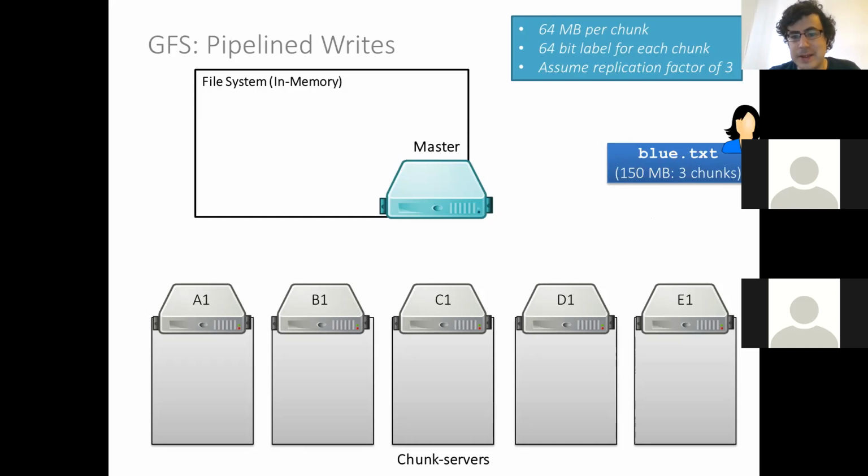Okay, so the client in this case is a special client for GFS. So the client somehow also has connections not just to the master, but also to the chunk servers. So how should we do this? How should we manage this write from the client to the GFS? So what would be the simplest?